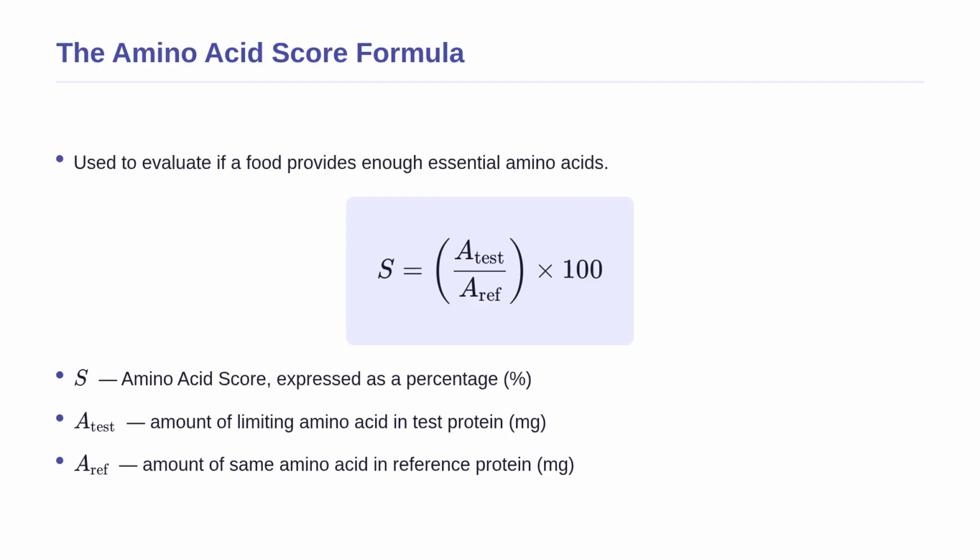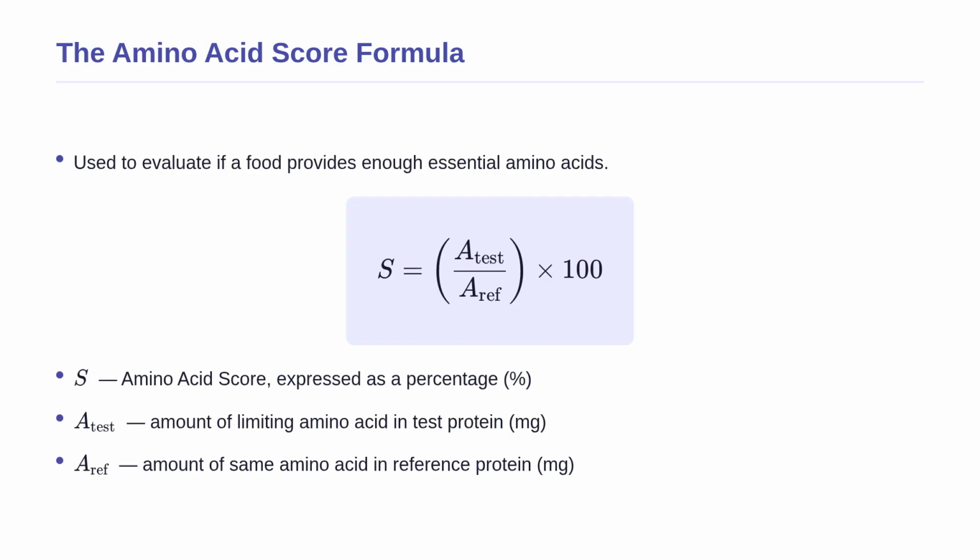Now that we know why combining proteins is vital, let us look at how nutritionists mathematically evaluate food quality. They use a formula called the amino acid score. Conceptually, this compares the weakest link in a food to a biologically perfect standard, like an egg. In this equation, S represents the amino acid score as a percentage.